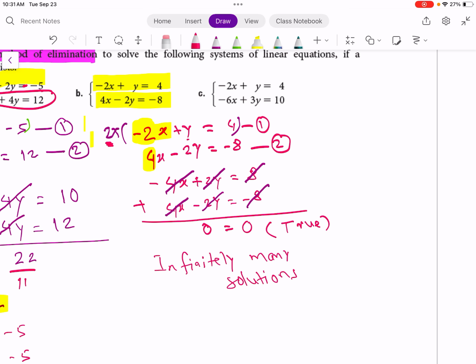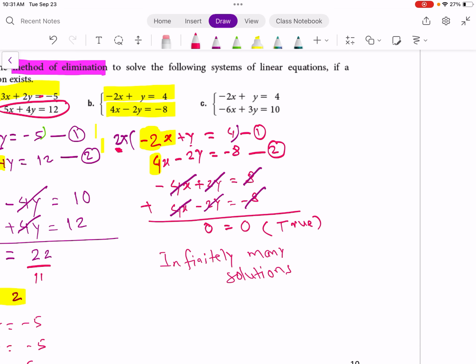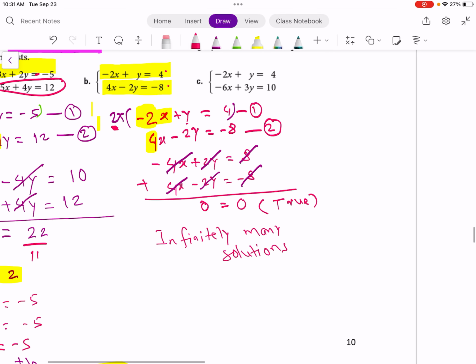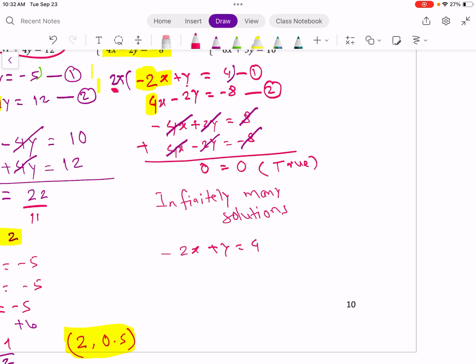And we can rewrite this solution in terms of x or in terms of y. Now if you want to write down the solution for this system of linear equations, you solve one of these equations for x or y. So let me take the first equation, negative 2x plus y equals 4, and solve it for y. You add 2x, so our y is 4 plus 2x.